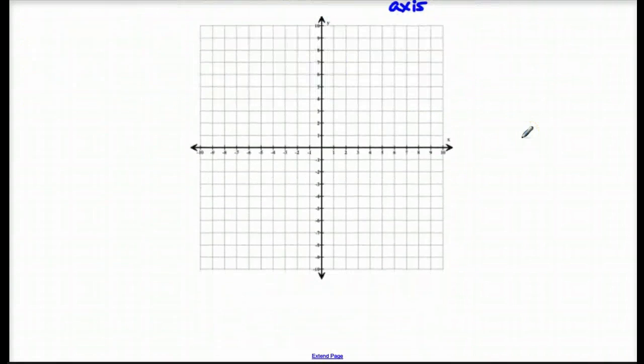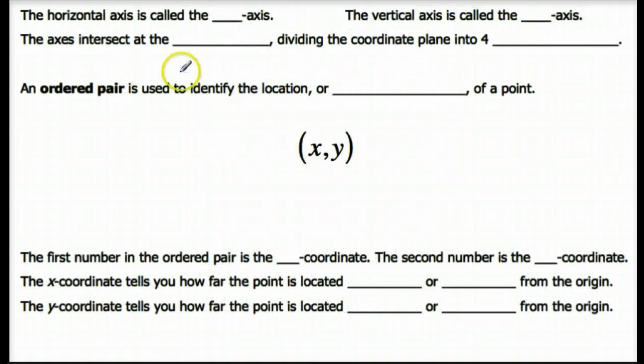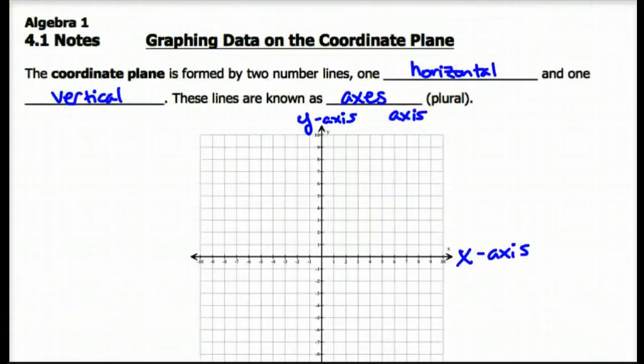We have special names for both the horizontal and the vertical axis. So the horizontal axis here is called the x-axis, and then the vertical axis is called the y-axis. And that's down here below in the next part of your notes. And then these axes intersect at a special point that's called the origin. Sort of, if you will, the center point of your coordinate plane is what we call the origin.